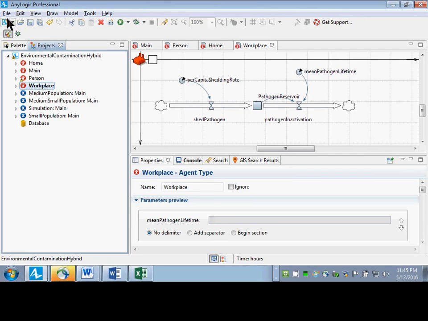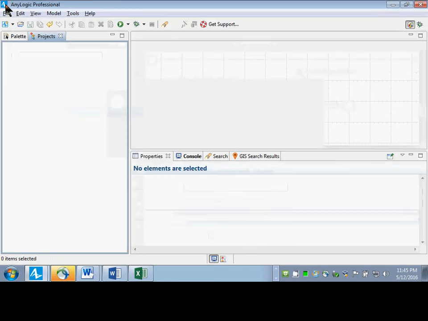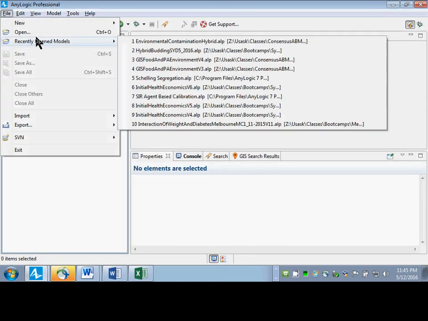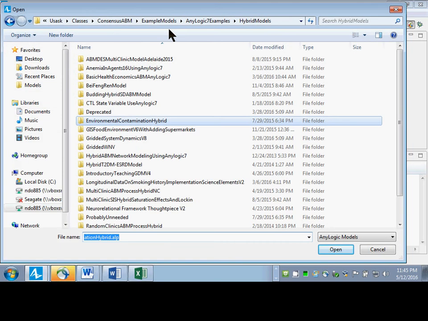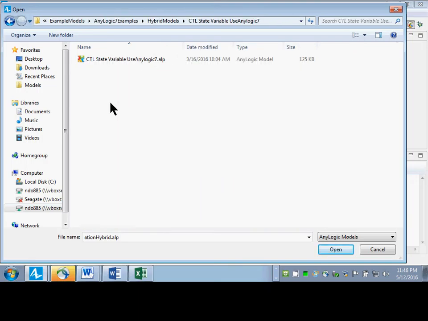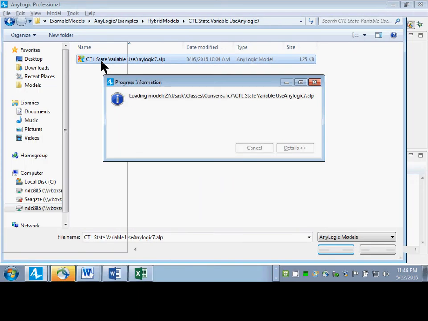Okay, ladies and gentlemen, let's load this in. So we're going to close this environmental contamination model, that hybrid model where we had pathogen reservoirs simulated with system dynamics, and we're going to go back to hybrid models and load in CTL state variable, this one, okay?